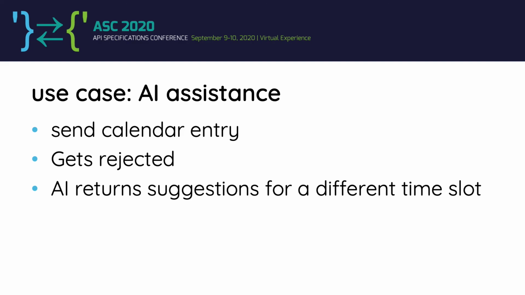For example, imagine an automation for a calendar app. Someone sends a meeting request without having access to the other person's calendar. The time slot was already booked, so a normal response would be to return an error. Why not let the calendar app return a suggestion for a different time slot using warning information?